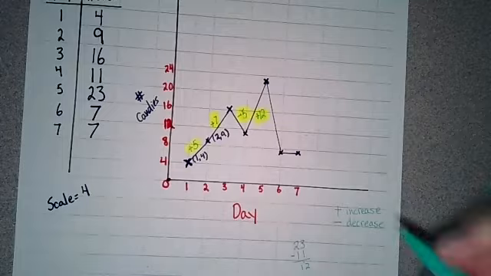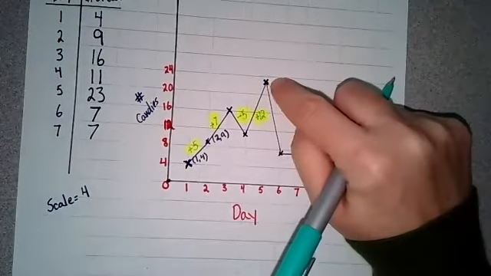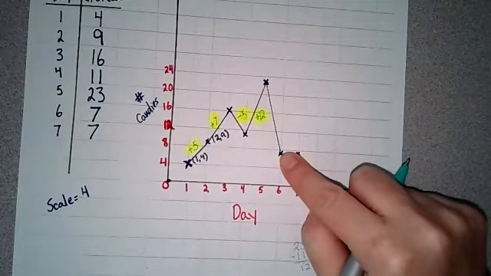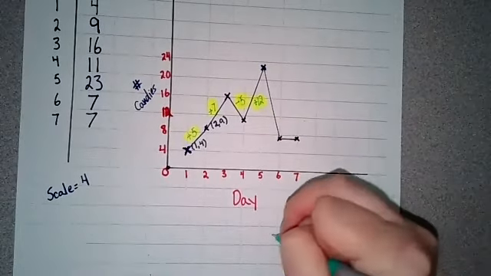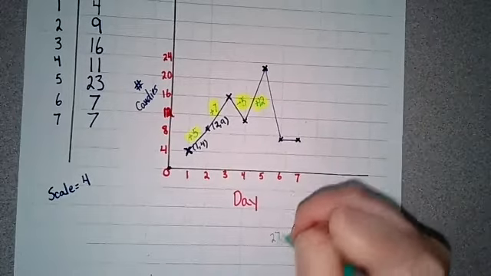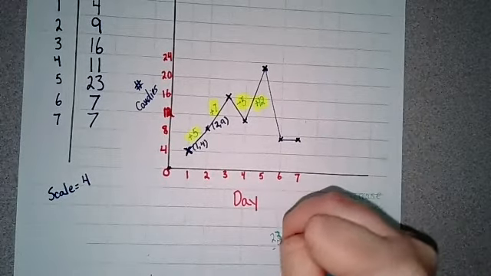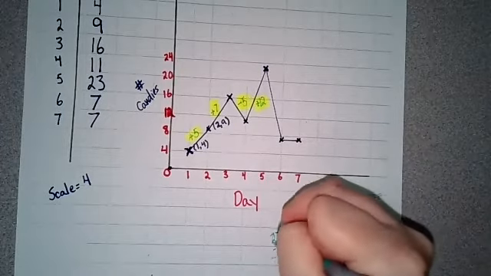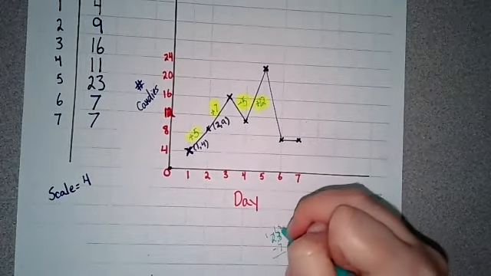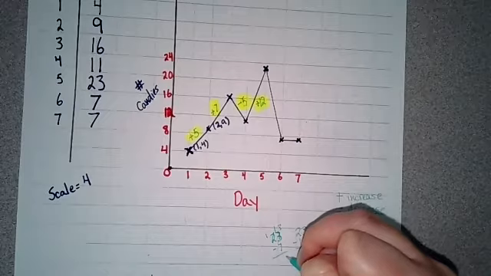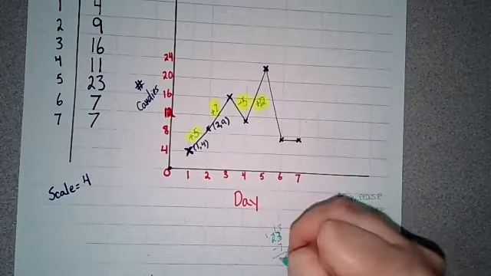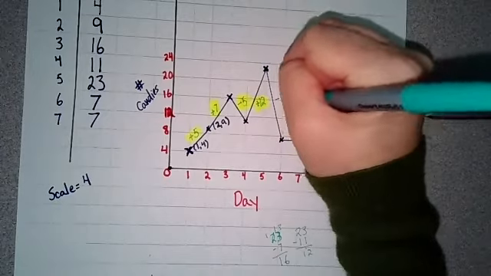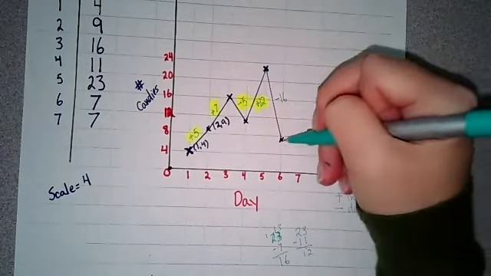Now we're looking from day 5 to day 6. So we're going from 23 down to 7. So again, just do the math. 23, take away 7 to get your interval. So I can't take 7 away from 3. I borrowed. This turns into 13. 13 minus 7 is 6, and bring down the 1. So it went down a full 16 candies from day 5 to day 6.